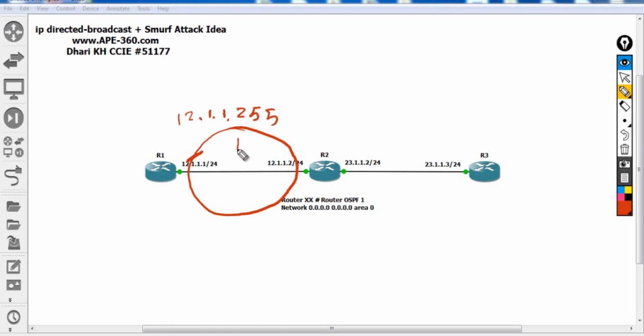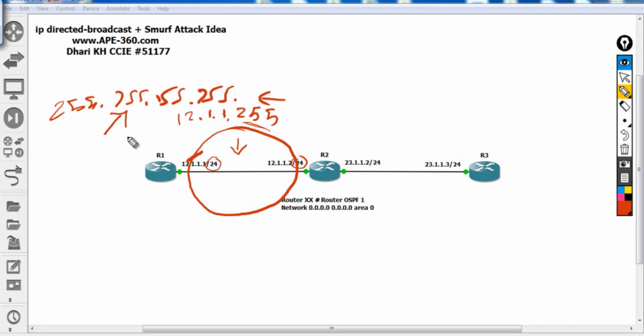12.1.1.255 is considered the broadcast for this network. Why? Because it is /24, so the last IP, which is 255, is considered the broadcast for this network. How about 255.255.255.255? This is the original layer 3 broadcast. We are never talking about this right now. We are focusing on the broadcast for this network.